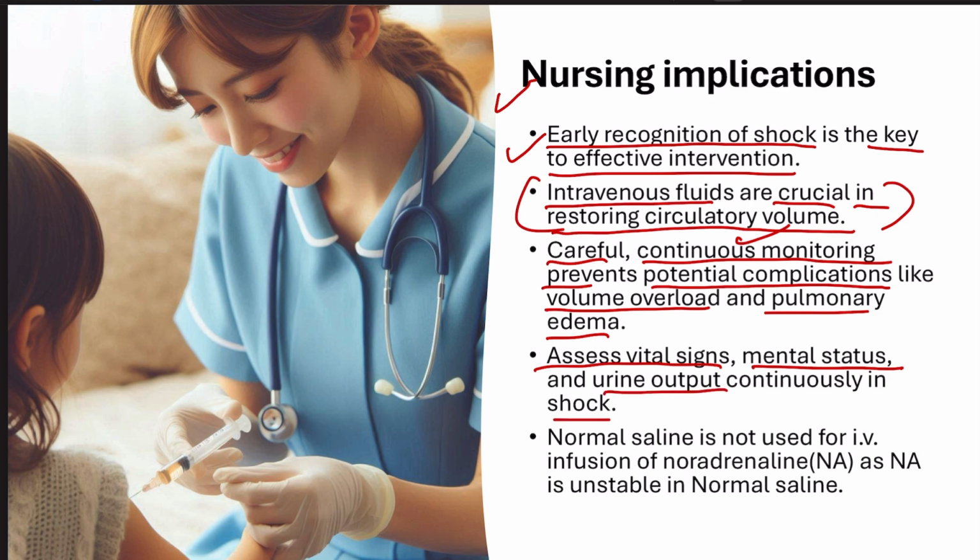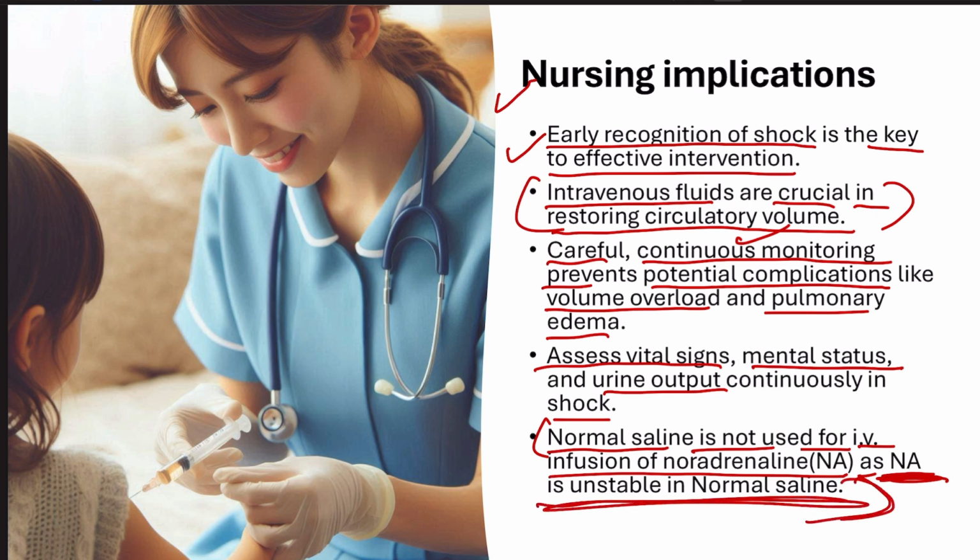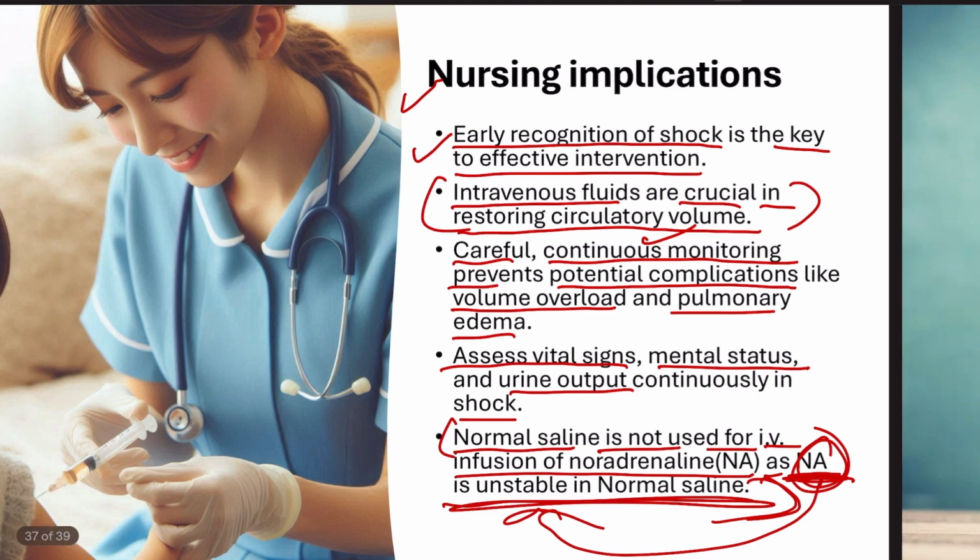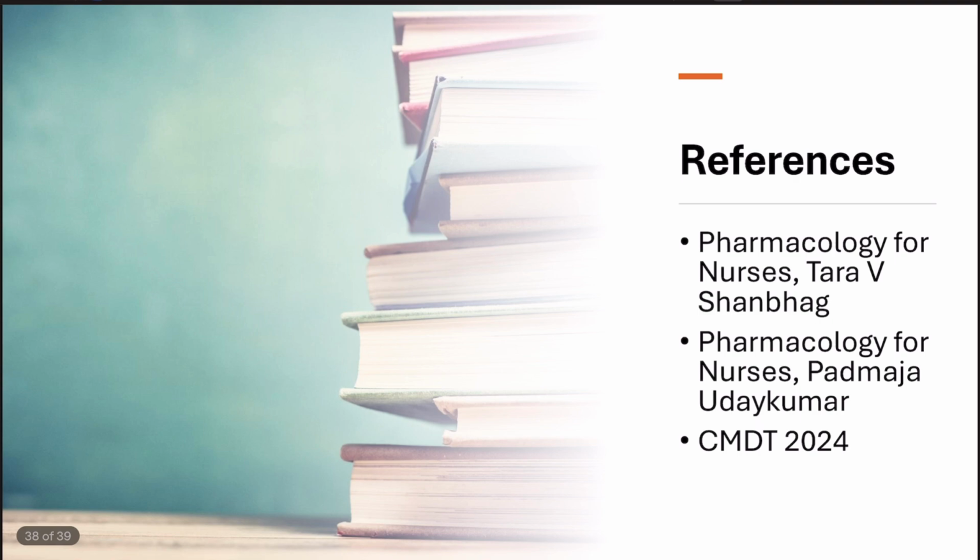And normal saline is not used for IV infusion of noradrenaline. This is a very important point, as noradrenaline is unstable in normal saline. So normal saline is not used for infusion of noradrenaline, that is norepinephrine, because norepinephrine is unstable in normal saline. So these are the few nursing implications which we need to keep in mind. These are the most important nursing implications in case of management of shock and the use of plasma expanders and IV fluids. So with this, I would like to end this presentation.